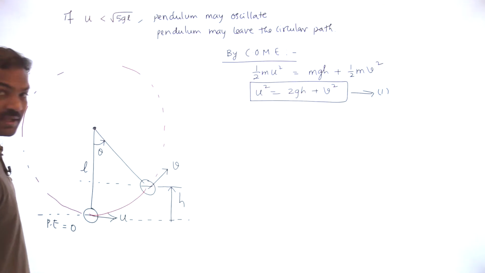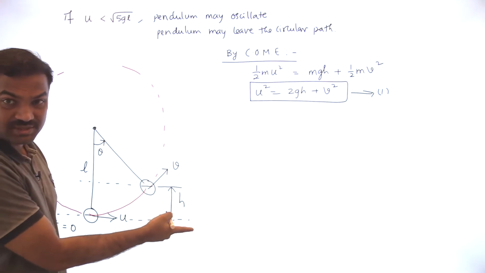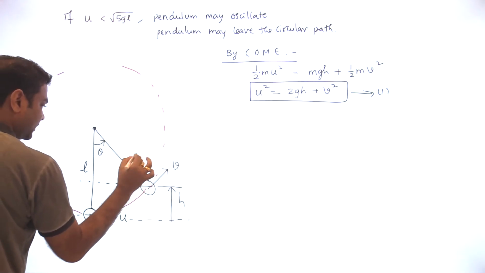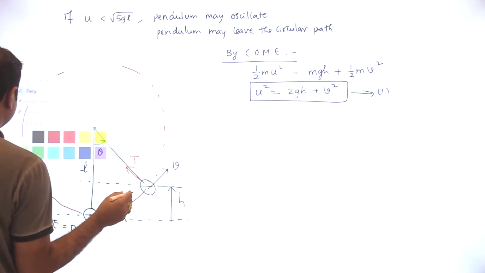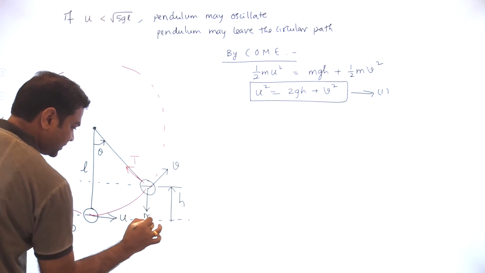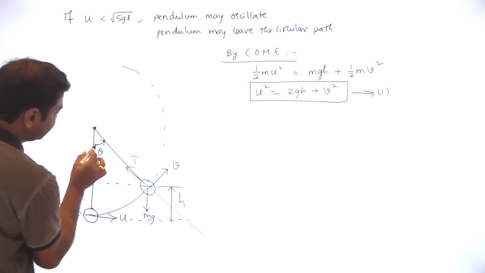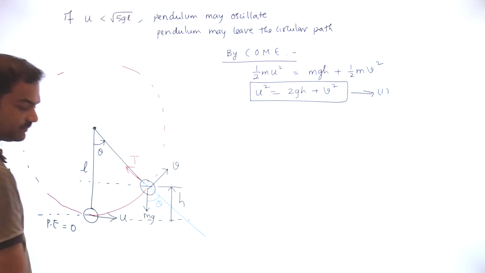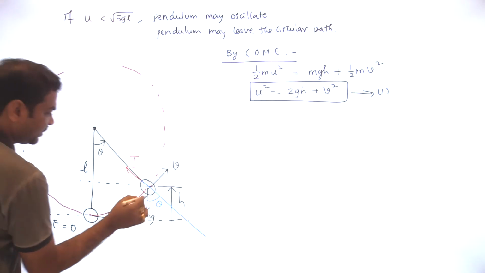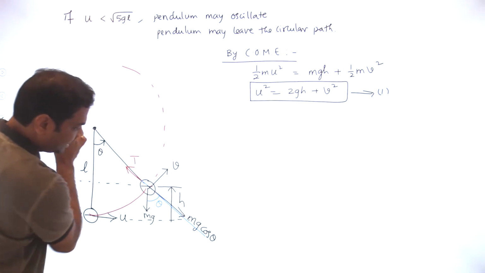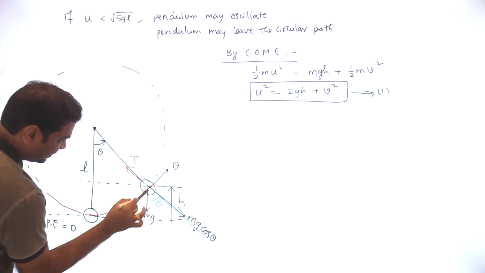Now I will write down the forces concept. As it is going in a circular path, some force should act towards the center. This is mg. If I extend this line, this angle is theta, this angle also will be theta. Then the components: mg cos theta is acting along the radial direction, and mg sin theta will act along the tangent.